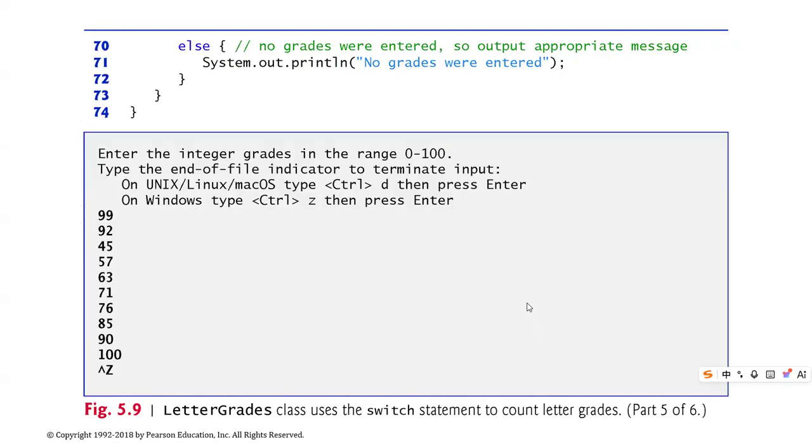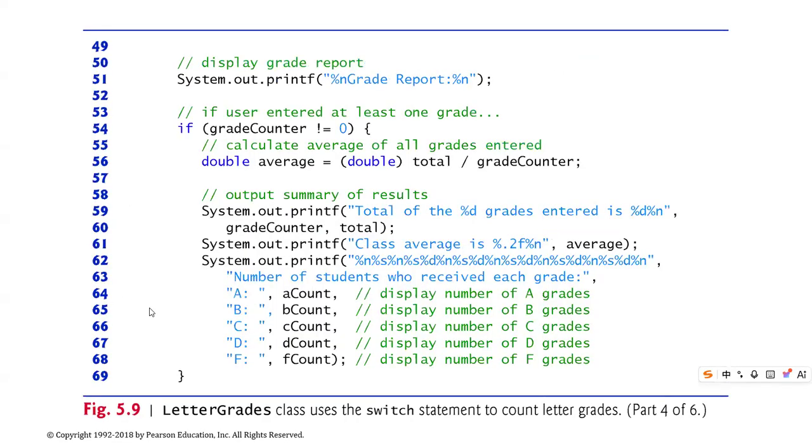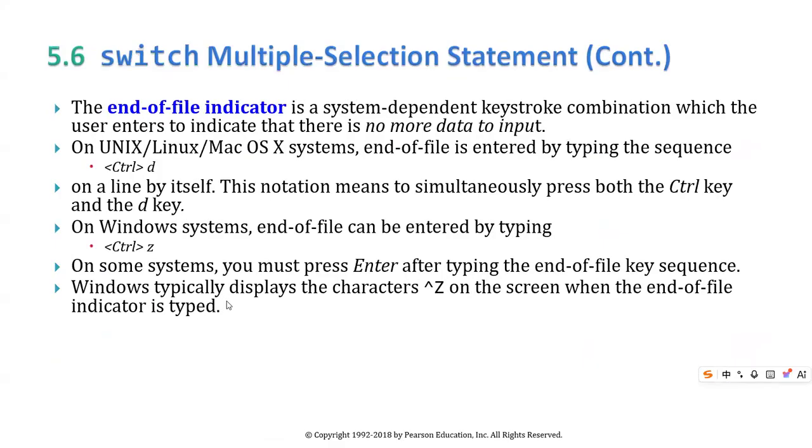For example, here it shows us a demo for the grades: type the end-of-file indicator to terminate the input. So we enter our grades like 99, 92, 40, 45, 57, something, until we enter Control Z. I think this is for Windows. For Mac, it's supposed to be Control D. This is a little bit different, but you have to always remember: for Mac, it's Control D. For Windows, it's Control Z.